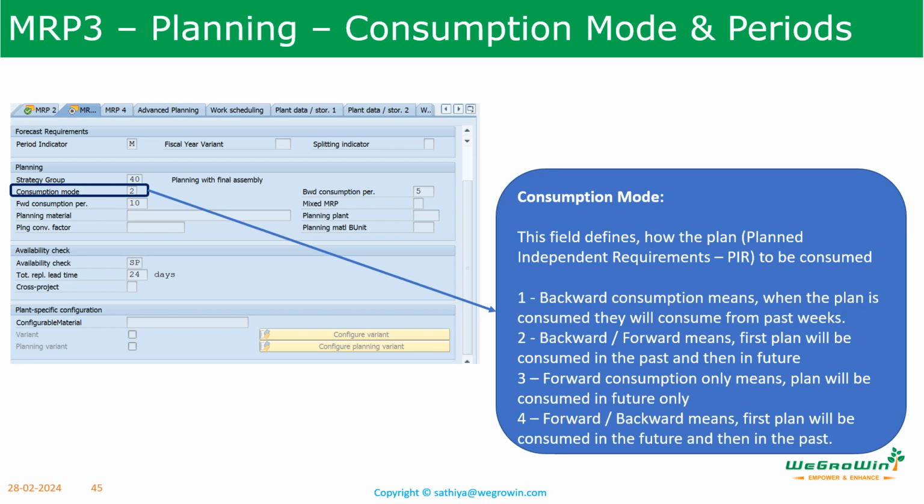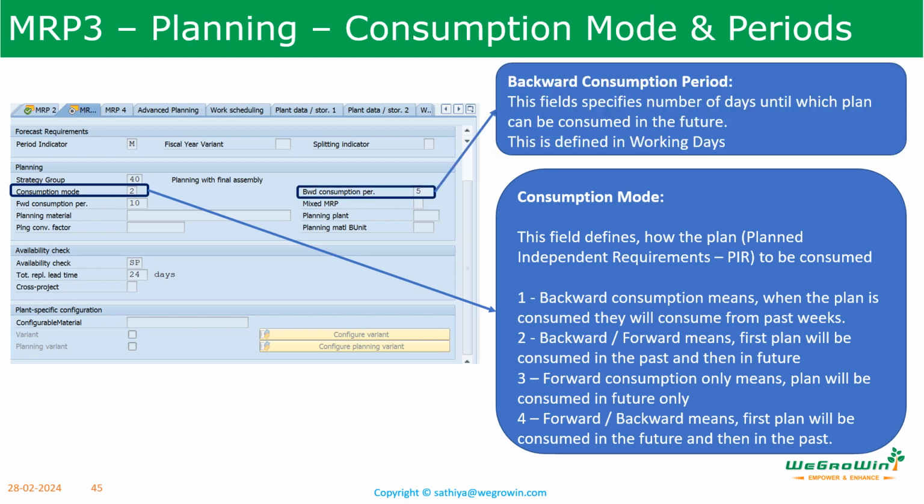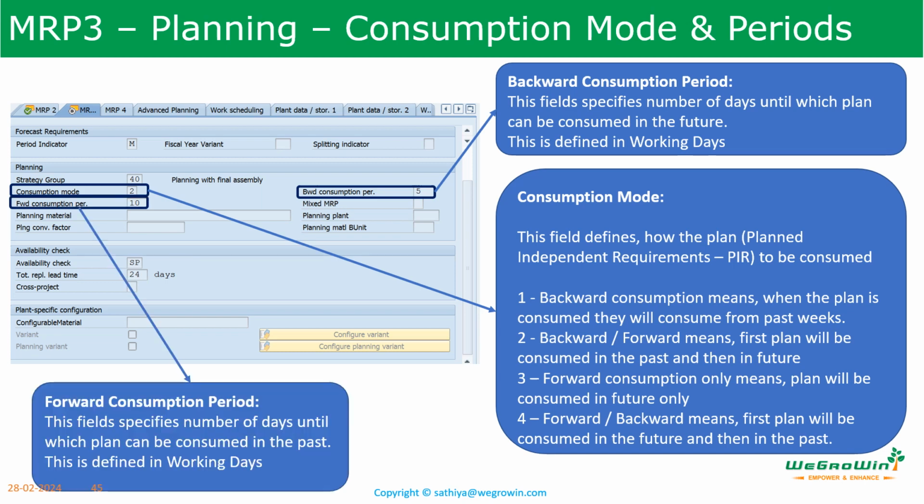So we have all the combinations here, as you see. And backward consumption period means how long, how many days? This is in working days. How many days backwards the system can go and consume the plan. And in the case of forward, how many days it can go forward to consume the plan. That is also defined in the number of working days.